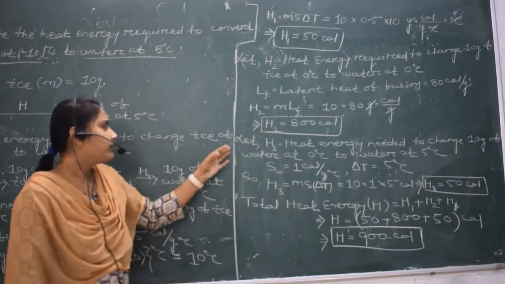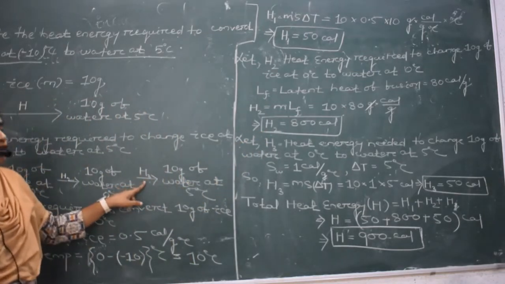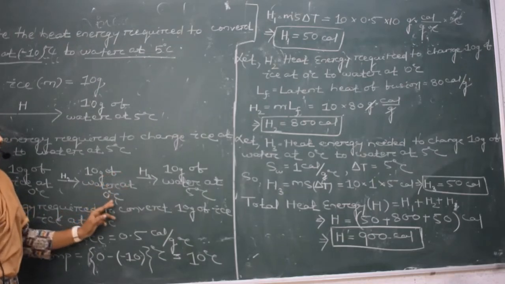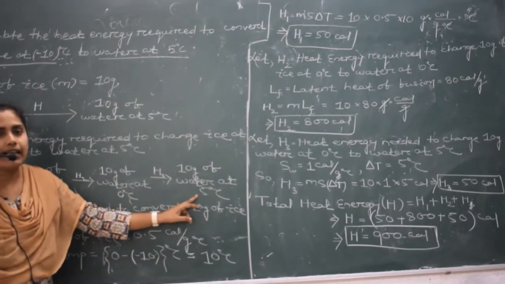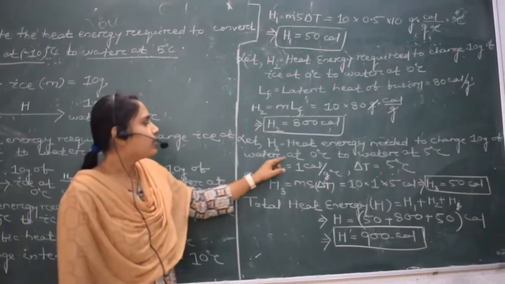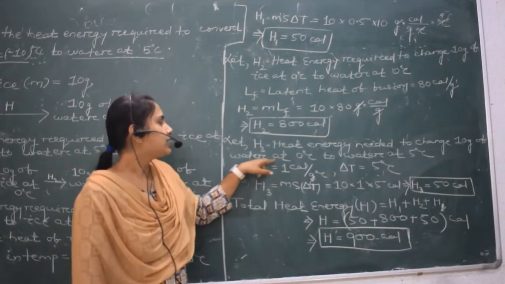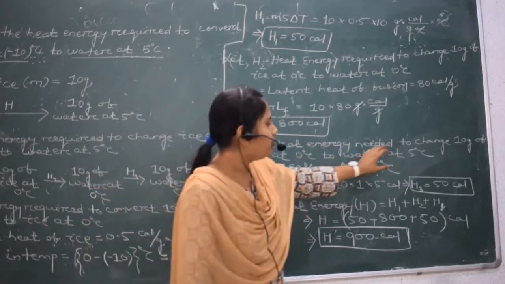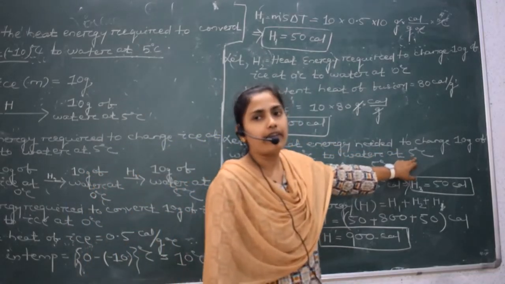Next, H3 is the amount of heat energy which is required to convert water at 0 degree centigrade to water at 5 degree centigrade. See, there is a change of temperature. Initially the water is at a temperature of 0 degree centigrade, and finally the water is at a temperature of 5 degree centigrade.